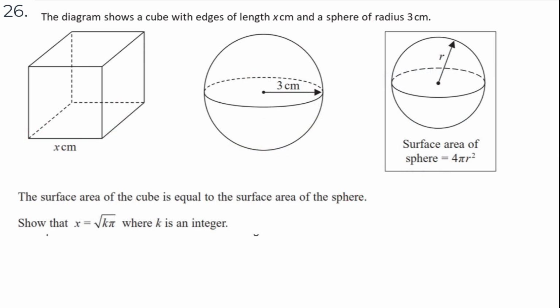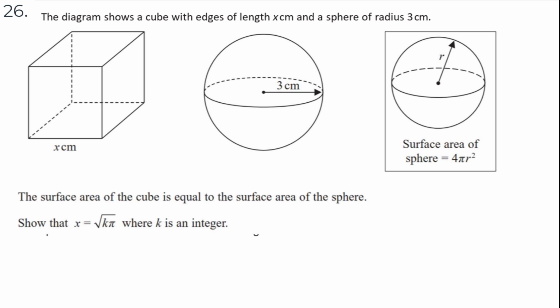The diagram shows a cube with edges of length x centimeters and a sphere of radius 3 centimeters. The surface area of the cube is equal to the surface area of the sphere. Show that x equals the root of k times pi, where k is an integer. Oh, what fun. Now this is a very interesting question, isn't it?